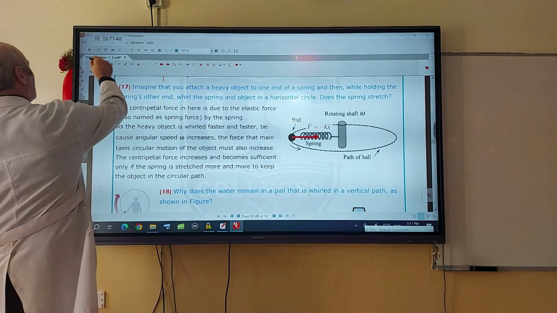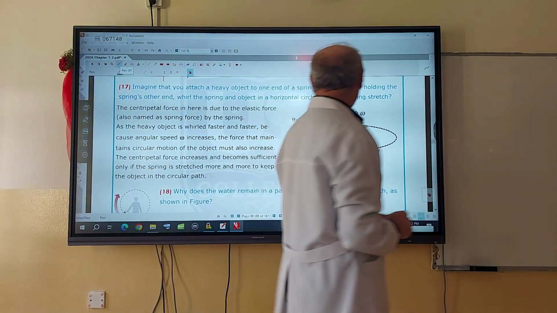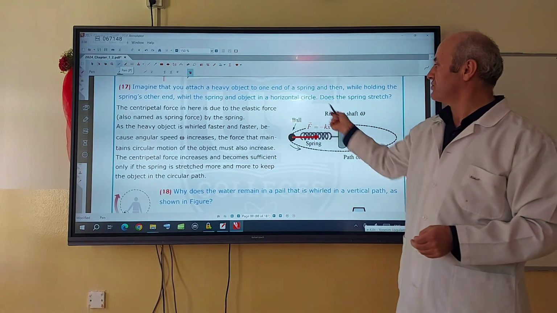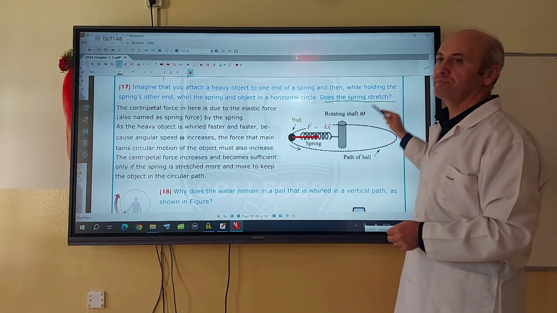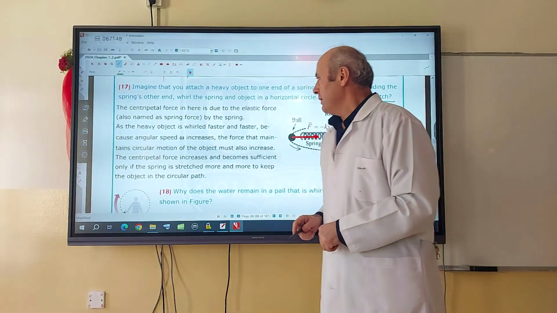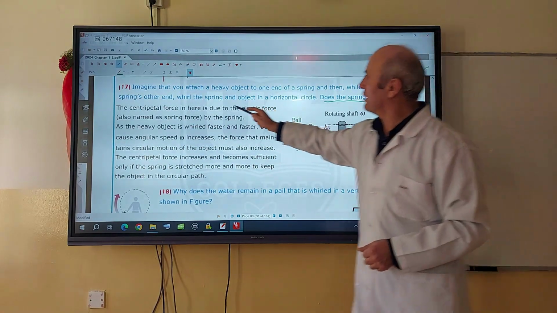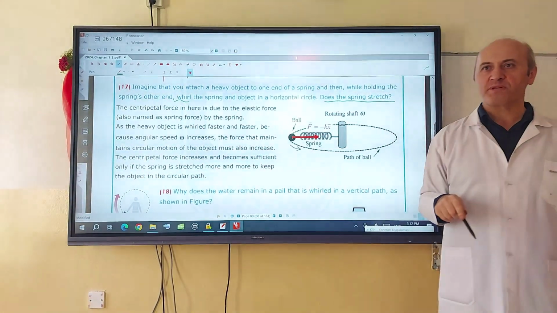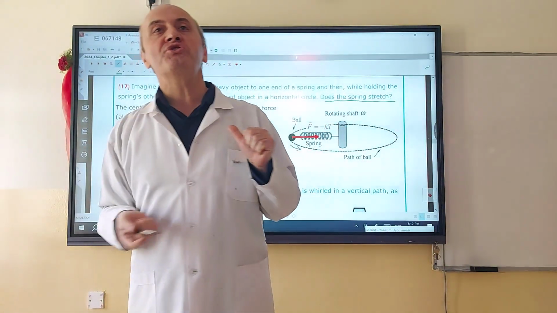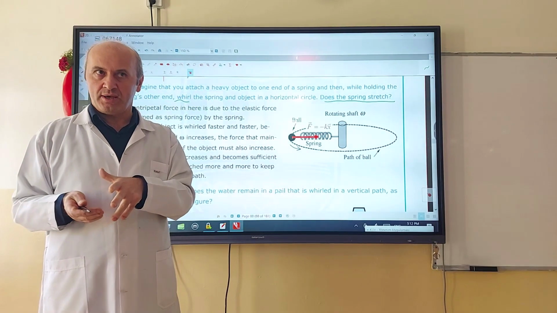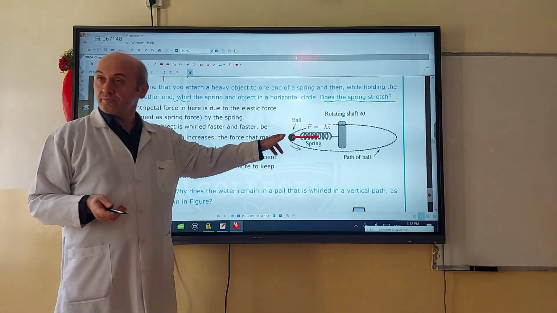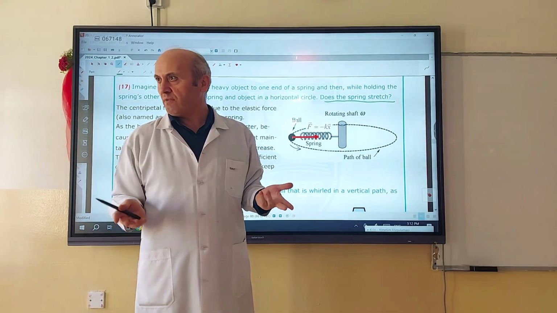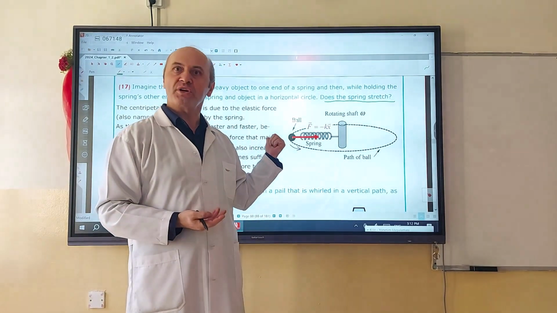Imagine that you attach a heavy object to one end of a spring and then, while holding the other end, whirl the spring and object in a horizontal circle like this. Does the spring stretch? Yes, it should, because as the spring is whirled, the mass starts to move in a circular path. To keep an object in a circular path, we need a centripetal force. And we said that any type of force in nature can be centripetal force if it keeps an object in a circular path. Yes, in here, this object is kept in a circular path by the spring. If no spring, cut the spring, it will not move in the circular path. It will fly off straight.